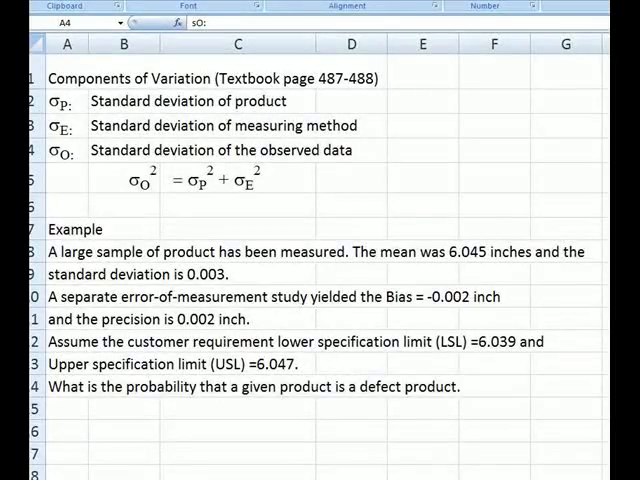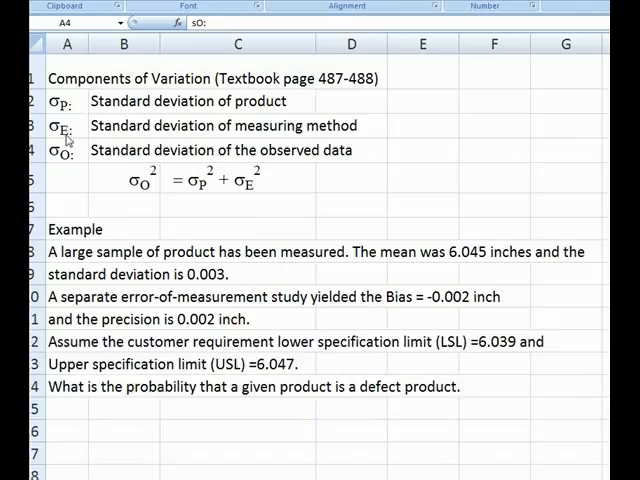This clip talks about components of variation. It's from our textbook, page 487 to 488. There are three types of standard deviations, three types of variations. Sigma p, which is the standard deviation of the product. So this is a real product standard deviation of variance.